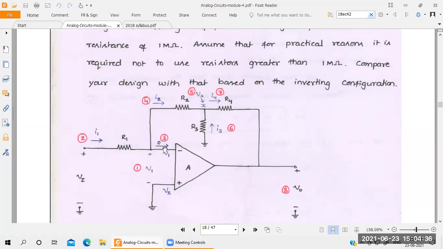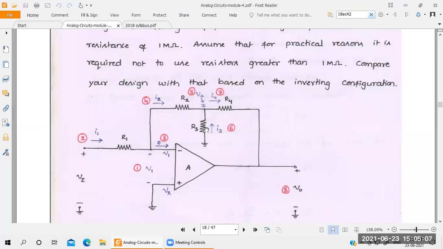Then for the feedback path, where the output is connected to the input of the op amp, there are three resistors: R2, R3, and R4. All three resistors are connected in parallel form. Understood? So what is the purpose of connecting three resistors here? We need to find out the resistance.